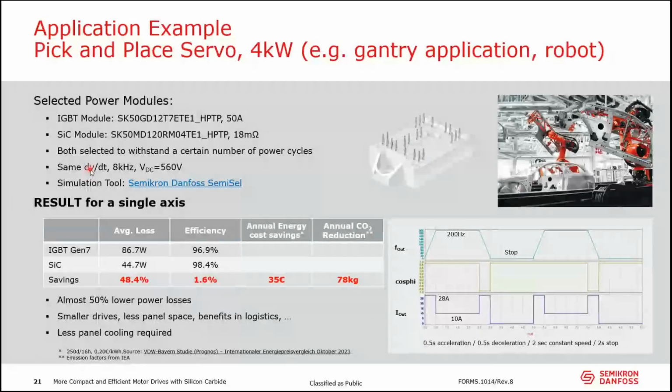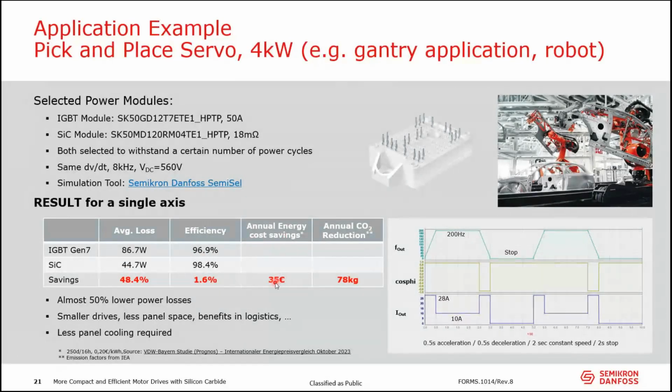What comes out is that if I go from the IGBT to the silicon carbide MOSFET, then the losses go down by almost 50%, the average losses over these cycles here, almost 50% lower losses. That is 1.6% higher efficiency. That's quite something. As I said, servo drives are normally running at very high efficiency, but if you increase it by 1.6% on this cycle, that's quite a number.